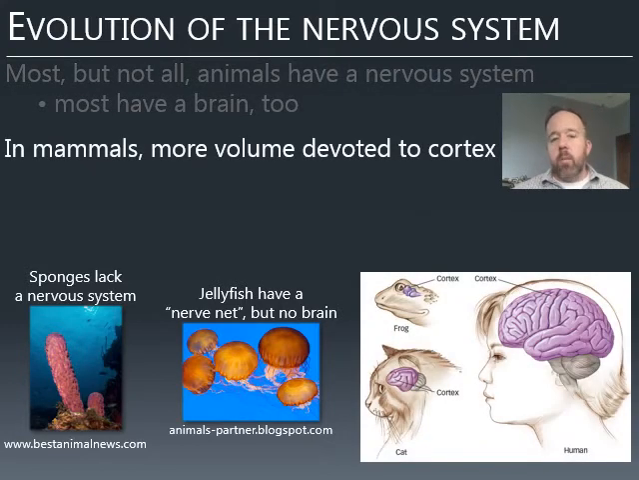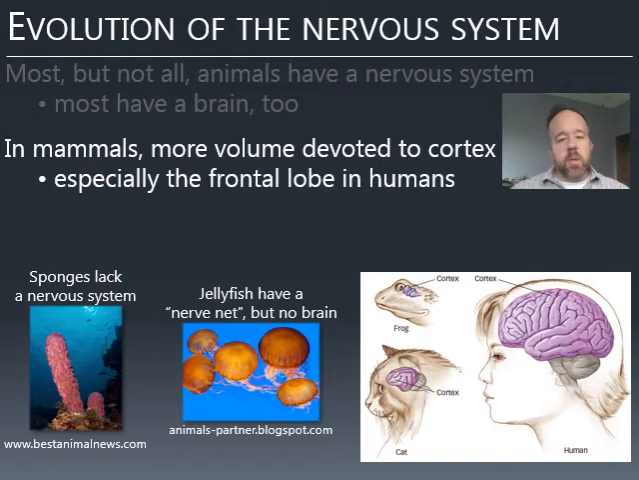When we get to more complex animals, especially vertebrates, and especially mammals, we have a lot more volume devoted to cortex. Not all animals have cortex. Animals can have a fore or a hindbrain, for example, but mammals tend to have a bigger cortex. So we see here in this diagram that the cortex of a frog is pretty tiny. A frog, of course, is not a mammal. But the cortex of a cat is decent sized. And the cortex of a human is quite large.